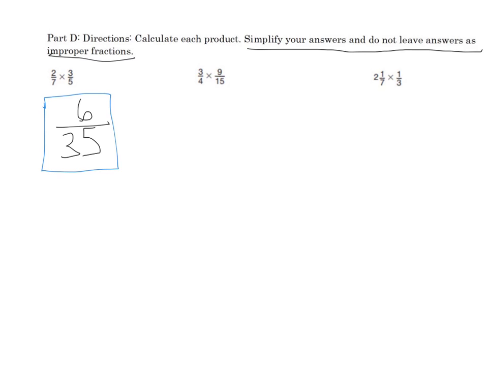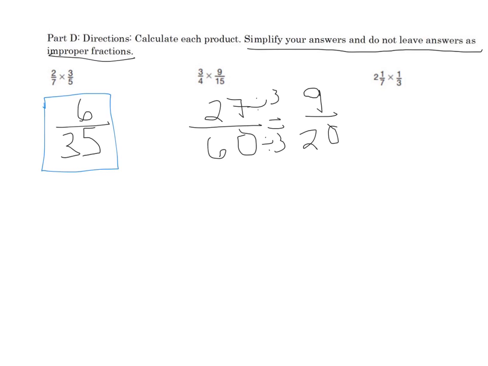Okay, now we're going to multiply the next one. We could do 3 times 9, which would give me 27. And then 4 times 15, which gives me 60. Looking at these, I know 3 goes into both of them. So I'm going to divide the top and the bottom by 3, which would give me 9/20. And now I'm thinking, well, nothing can go into 9 and 20 that is the same, so 9/20 would be the smallest.